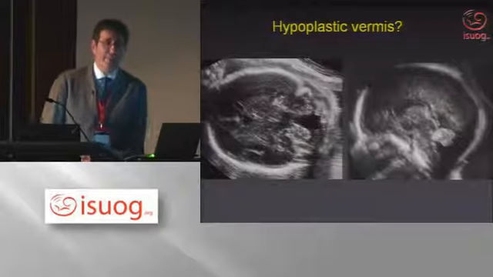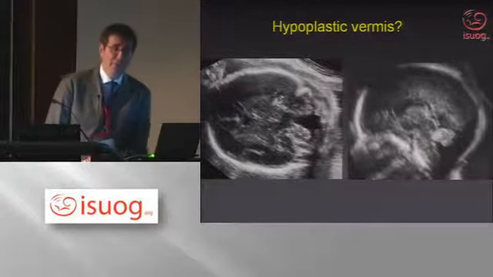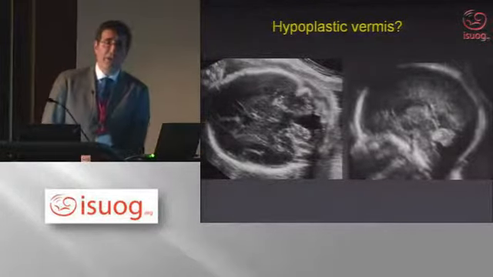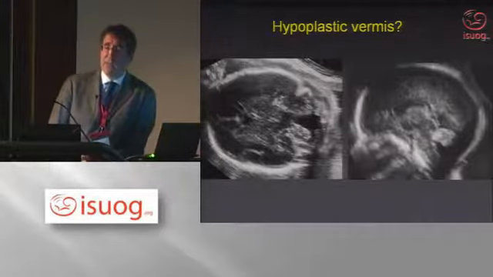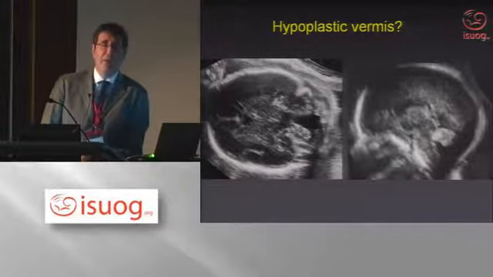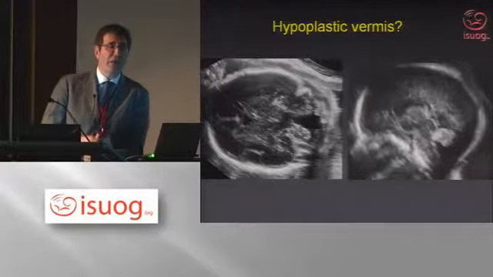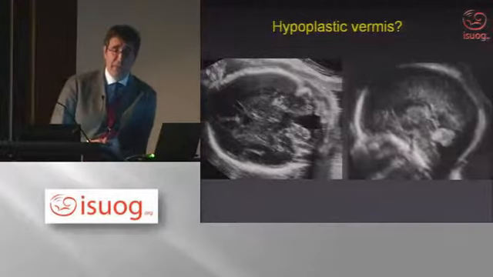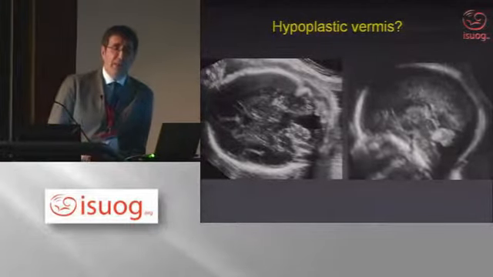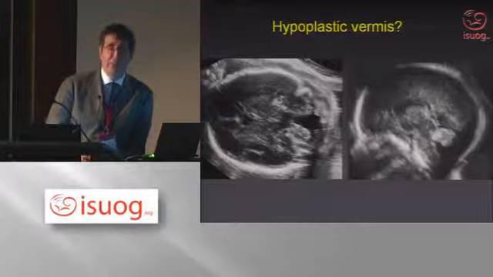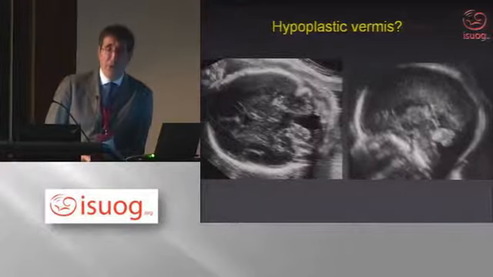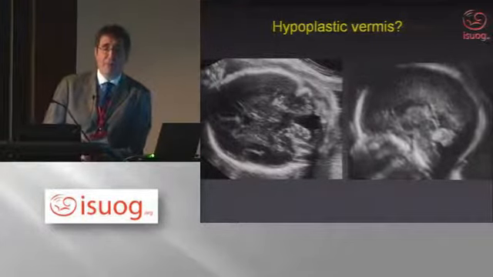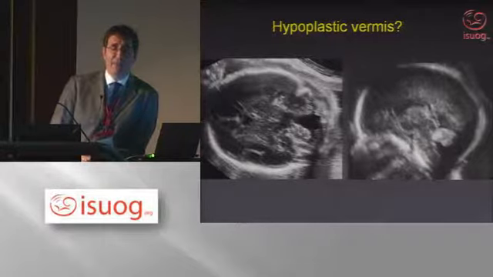Now, a question, because it is difficult. Is this a hypoplastic vermis or not? I'm going to tell you that this patient was seen by several sonologists and neuroradiologists. One neuroradiologist claimed this to be a hypoplastic vermis. One sonologist said that it was an intact vermis, and the other one said he didn't know. How do you interpret that?